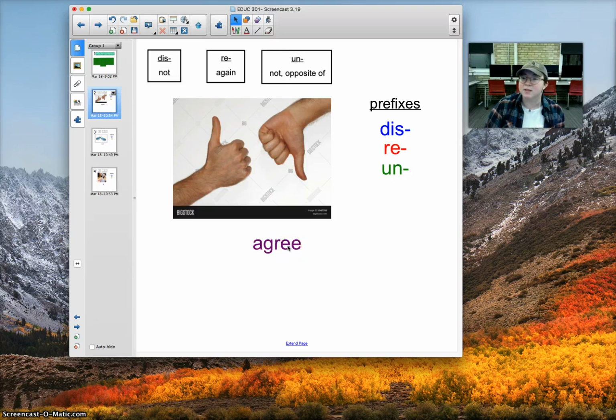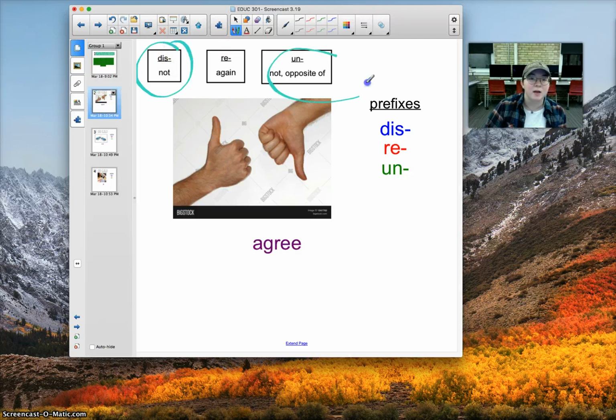Well, if these people agreed, their thumbs would go in the same direction. Now let's see. Since they're not agreeing, let's find a prefix that says not. So we have dis and we have un. So let's take a look at that. We have dis and we have un, because they both say not.